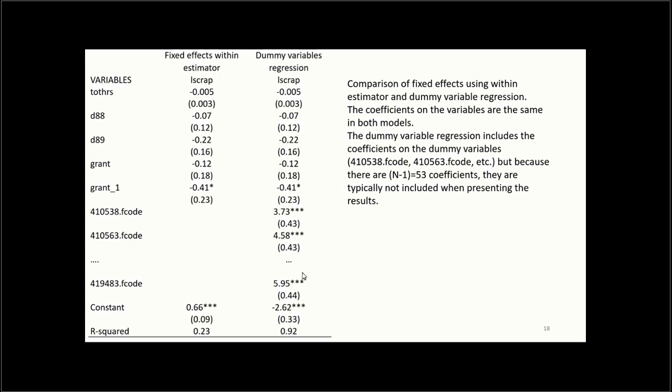So again, the fixed effects within estimator and the dummy variable regression would give you the same coefficients on the independent variables, and the dummy variable regression would also include these coefficients, which would be the individual specific effects. So let's zoom in and look a little bit more into these individual specific effects. I'm going to be looking at this intercept, and I would also be looking at this intercept here as well.